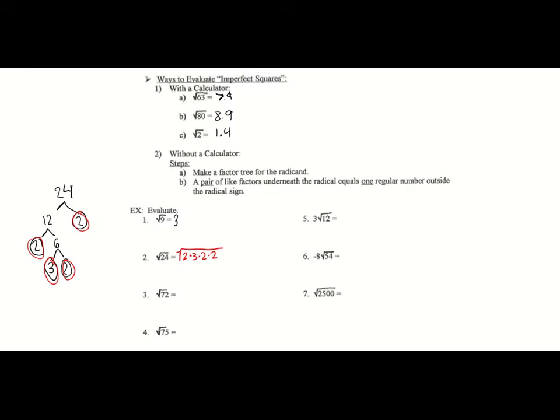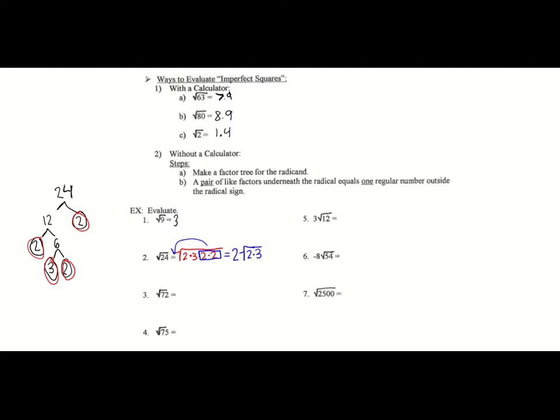Okay, so once we reach this step, if we look back up here at our steps, we made a factor tree for the radical. And the second step says that a pair of like factors underneath the radical equals one regular number outside the radical. So if you notice here, we have a pair of 2's right here. So this is saying that pair of 2's is like putting 1 2 on the outside right here. So if we change those two 2's to 1 2 on the outside, we still have square root of 2 times 3. And that is all the pairs of numbers we have under that radical.